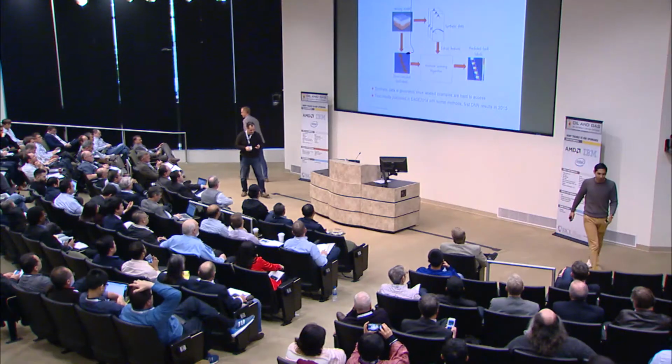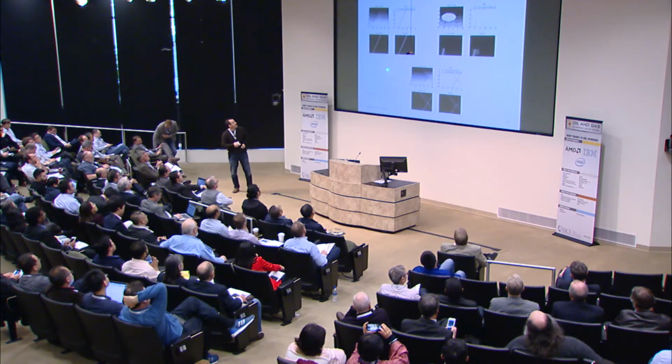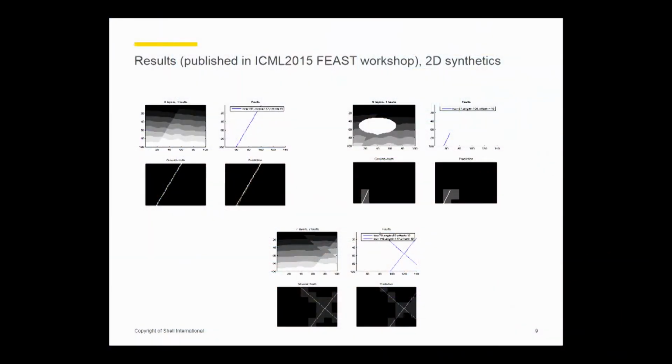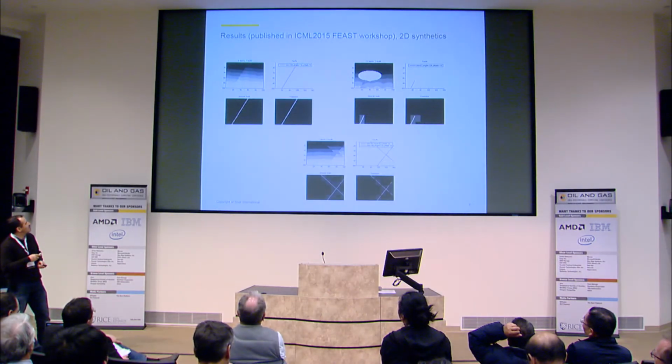All right, so this is 2D synthetics. This is now 2015, so we improved certain aspects of the problem. Now it's actually neural networks, not kernel methods. So we have this layer cake model, very simple with a huge fault.